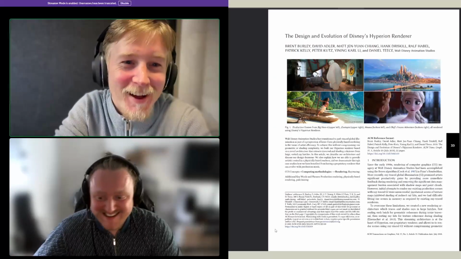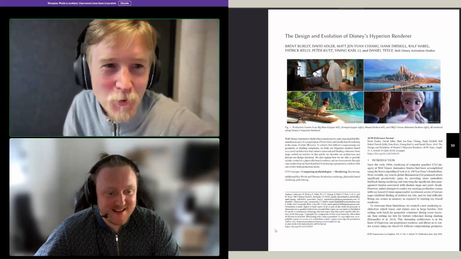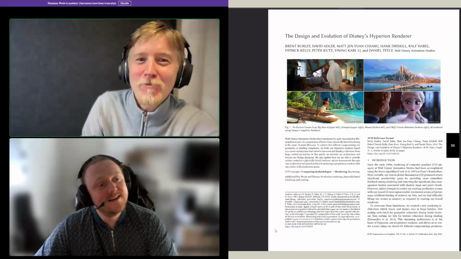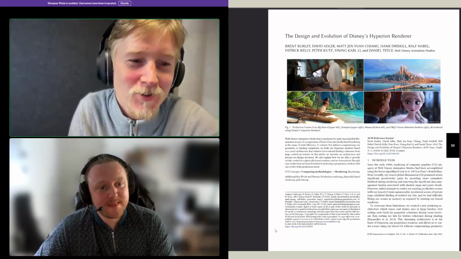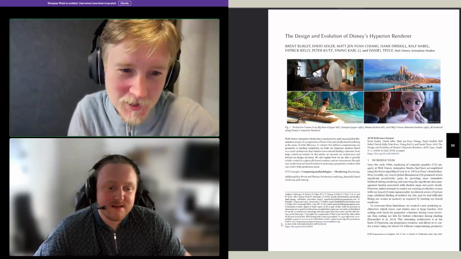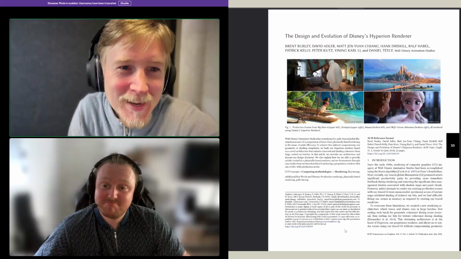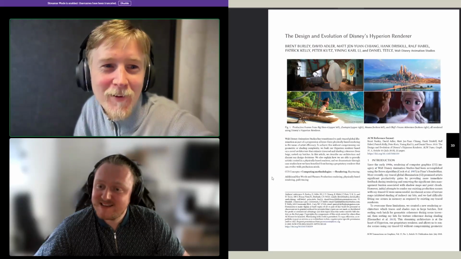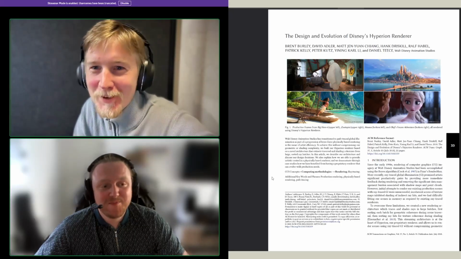Every week's a banger. This week, we're looking at a paper called "The Design and Evolution of Disney's Hyperion Renderer." Yeah, we're going to get into some natty topics like ray tracing, bundling, lights, shading, global illumination, and all in the name of making darn pretty pictures. Very pretty.